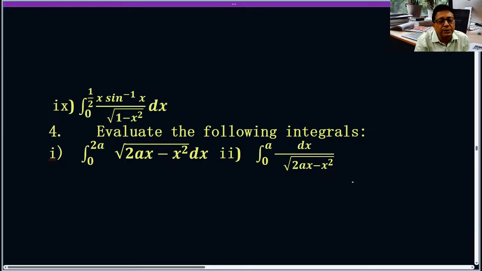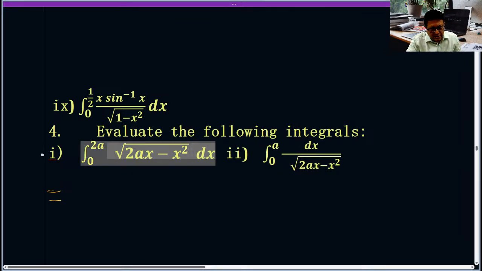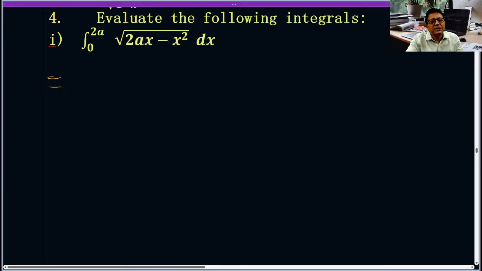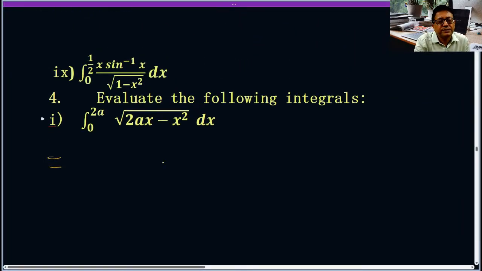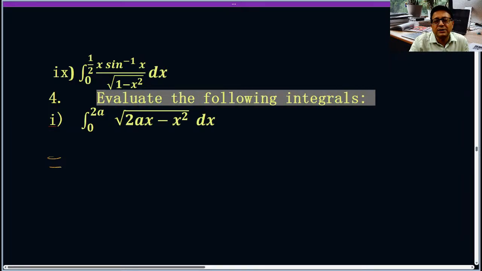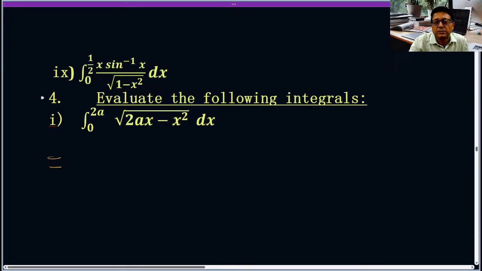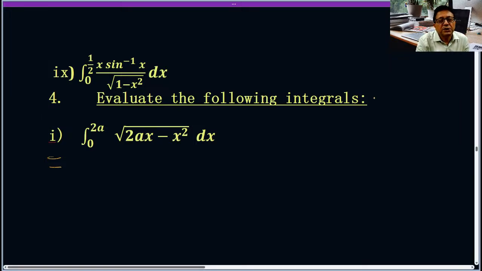Let me remind you these two sums. How to integrate this? Which formula is there? For first one, how to proceed? Evaluate the following integrals. This one you can change to standard integral, or you can make a substitution also. X equal to 2a sin theta. But standard integral will work nicely for this sum.